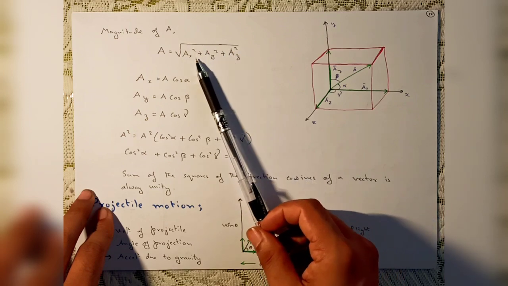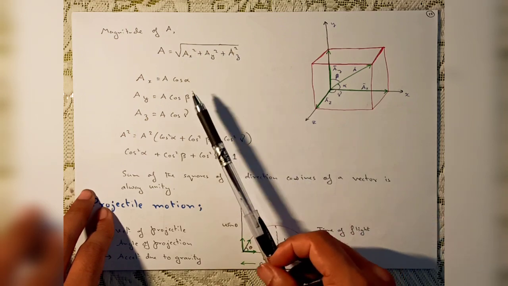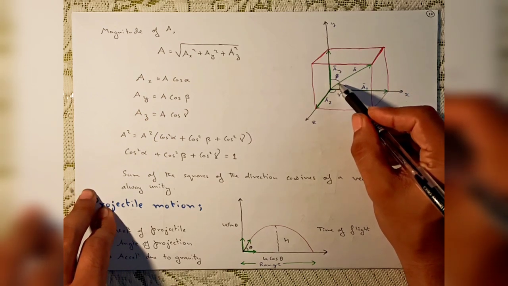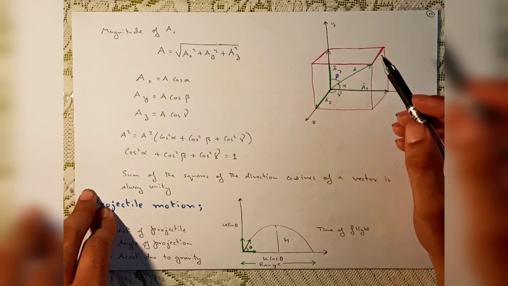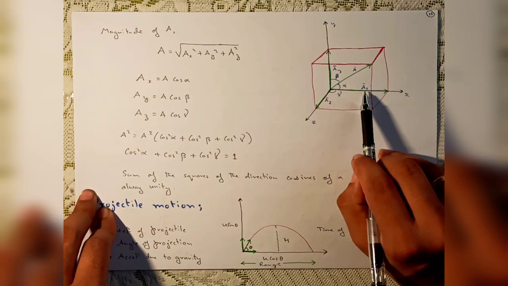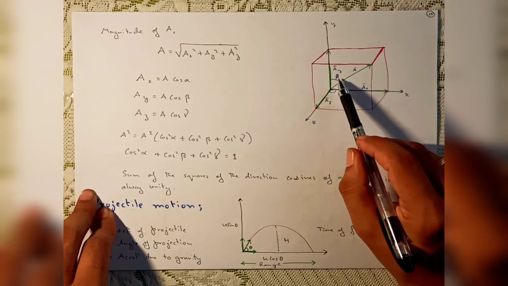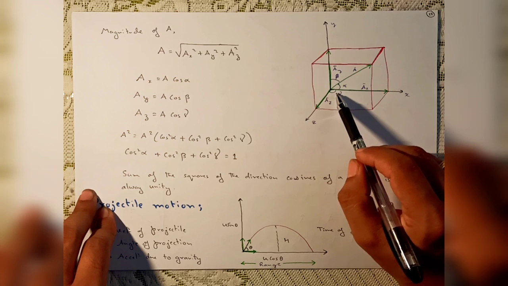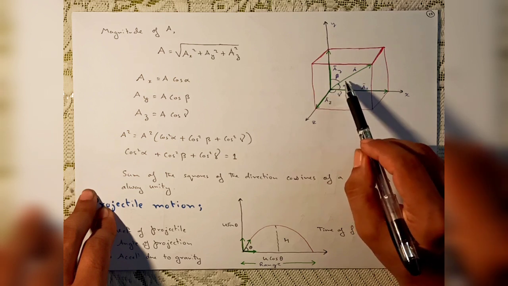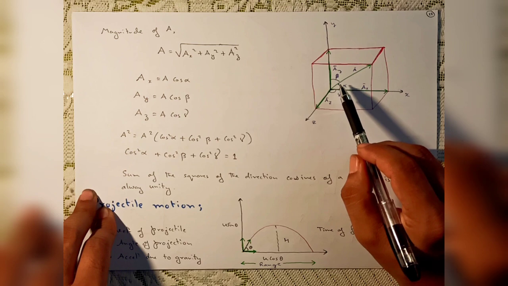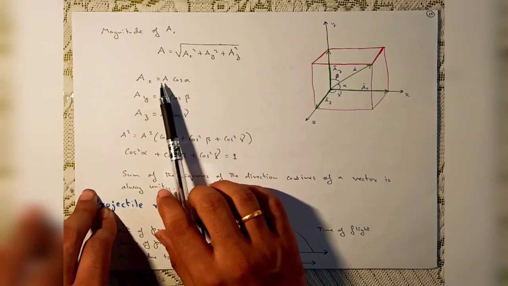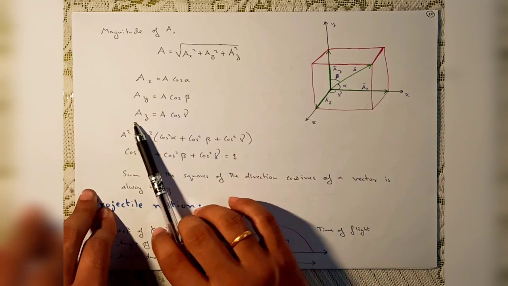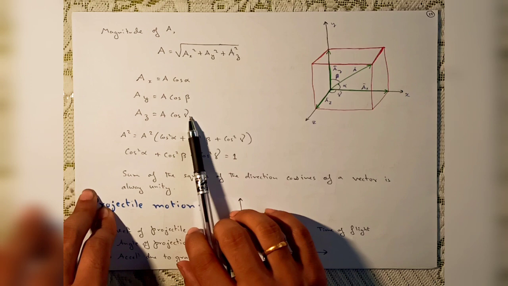So from here, if I want to calculate the magnitude of A, it is going to be nothing but root over Ax square plus Ay square plus Az square. And if I start drawing some angles, this angle alpha is the angle between this vector A and the x-axis. This angle beta is the angle between A and the y-axis, whereas this angle gamma is the angle between A and the z-axis. Okay, so Ax is going to be what? A cos alpha. Ay is going to be A cos beta. Az is going to be A cos gamma.